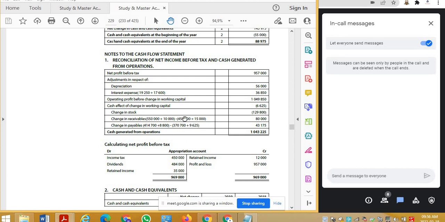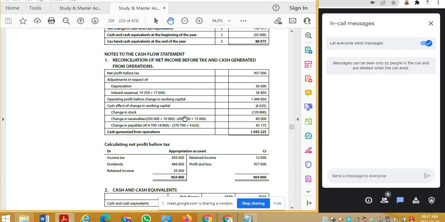For change in receivables, there's more than one receivable. You need to go to the additional information. It's the trade debtors plus the prepaid expense, that's also an asset and it's also working capital. You add those two together. Which side is bigger? The opening balance is bigger than the closing balance. So that means our debtors control has gotten smaller in the year.